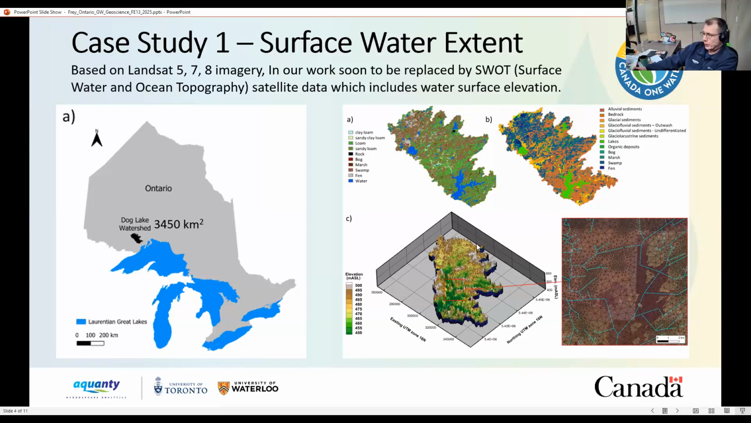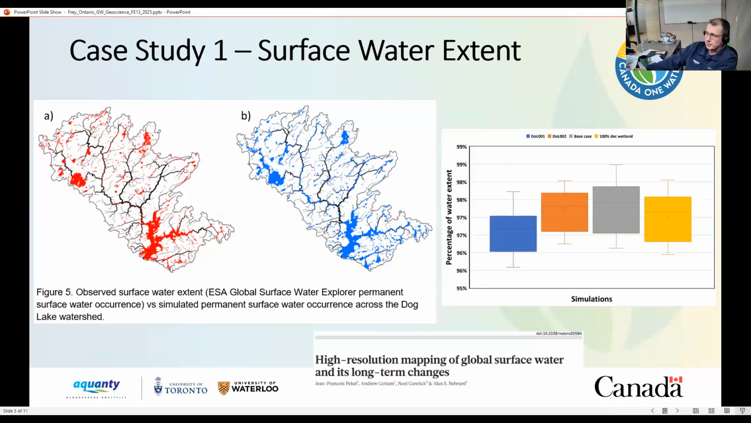So this is an example where we have a model. It runs at about, I think in the vicinity of the lakes, we had about 125 meter resolution. The Landsat imagery that we were basing the surface water extent on was 30 meter resolution. So we build the model, we spin it up, we get water in the lakes, and then we start looking at how well we match the surface water extent in the model with surface water extent as determined through this historic imagery data that we use.